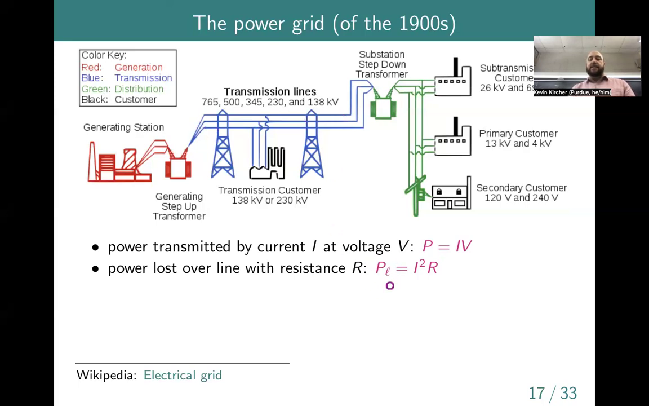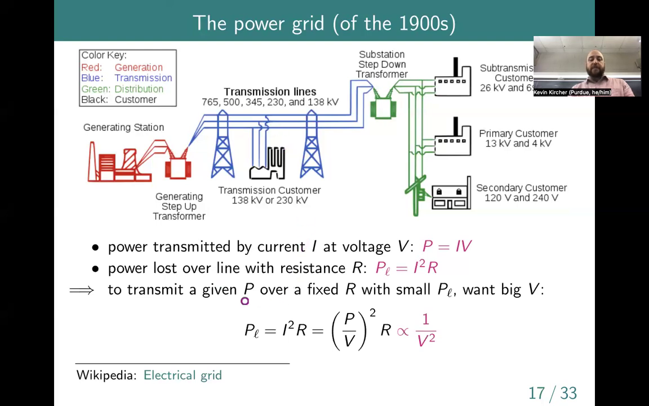And then the power losses over these lines can be expressed as I squared R. This is called either resistive heating or Joule heating. So you take the square of the current, multiply it by R, the resistance of the lines, and you get the power that's lost essentially to heat over the transmission system.